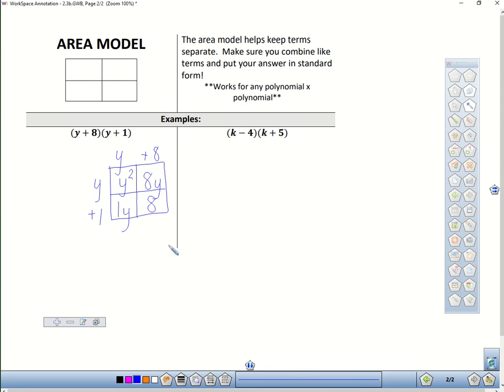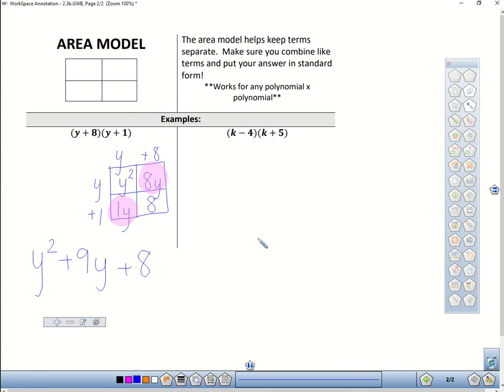So now you have it all in a box. You should be able to combine two of these boxes together when you multiply two binomials. So which two of these boxes represent like terms? 8y and 1y, right? You can add those together. And that's going to give me y squared plus 9y, because I can combine those, plus 8. And that's how you get your answer using the area model.